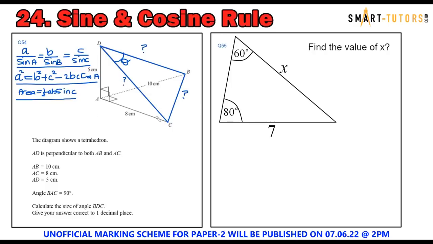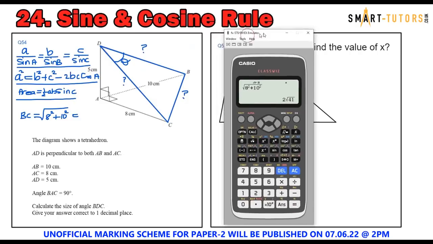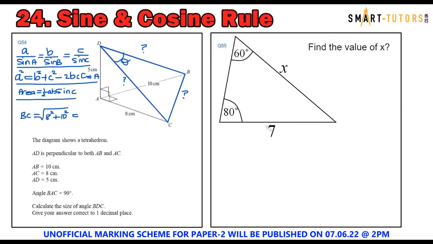Using the Pythagoras theorem, you can find out BC. So BC equals square root of 8 squared plus 10 squared, right? I'm using the calculator. Let me show you how to press the calculator for this one. Square root of 8 squared plus 10 squared is 164. I'm just going to leave it as square root of 164.